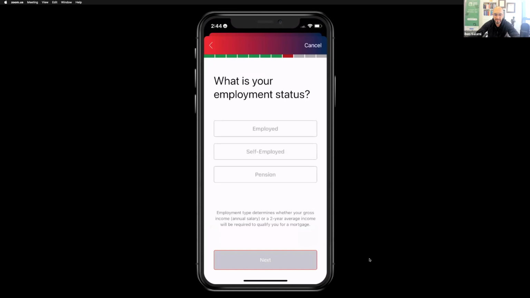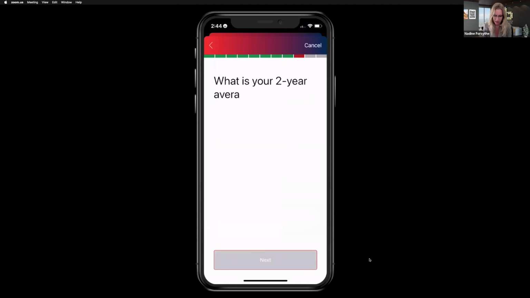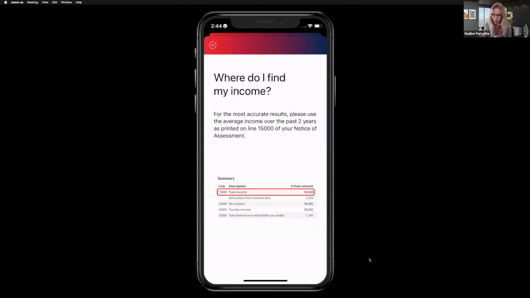So what is your employment status? There's different requirements for different statuses, employed versus self-employed. Obviously for self-employed, we need the average of 2 years income. Okay. Well, I am self-employed. All right, let's go with that. And within the app, we have a handy little where-to-find-this button for any clients or consumers that don't know where they can find this information. They can tap on here and figure that out.